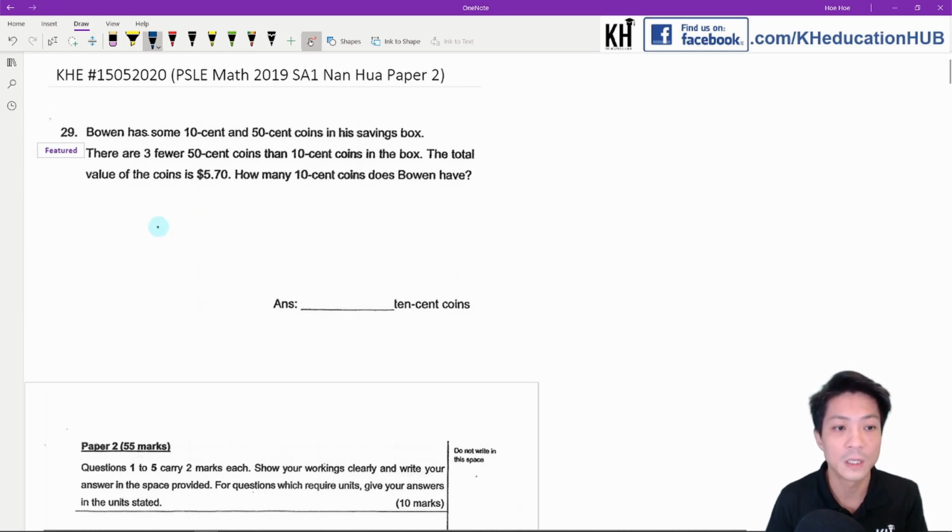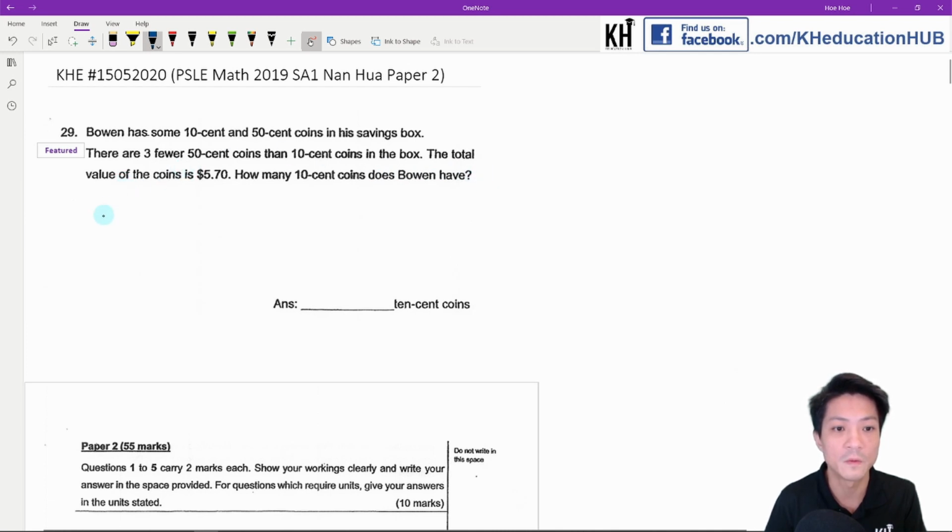Okay, the first question, question 29, is a paper 1 question. Bowen has some 10-cent coins and 50-cent coins in his savings box. There are 3 fewer 50-cent coins than 10-cent coins in the box. The total value of the coins is $5.70. How many 10-cent coins does Bowen have?